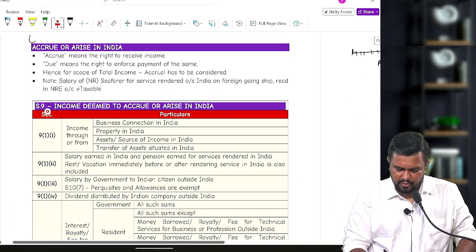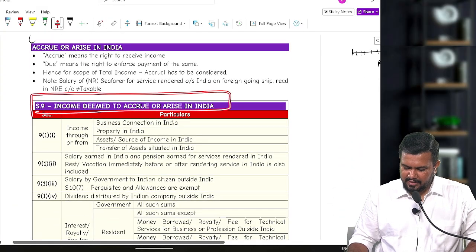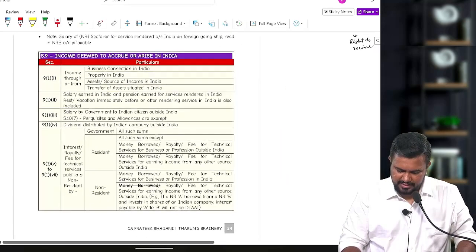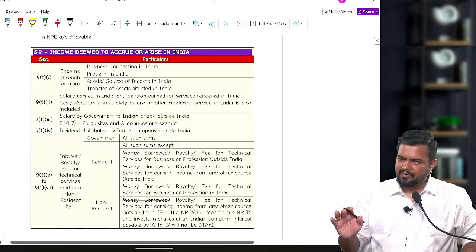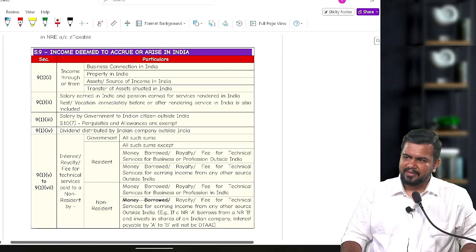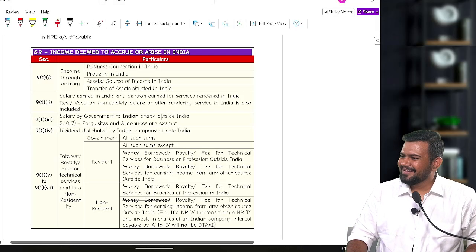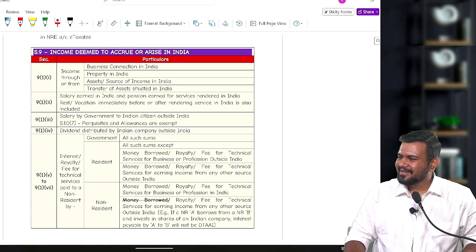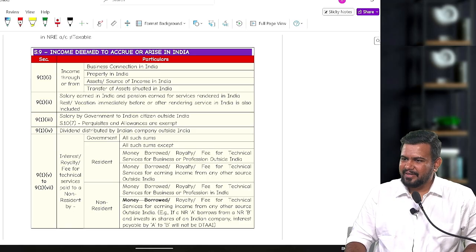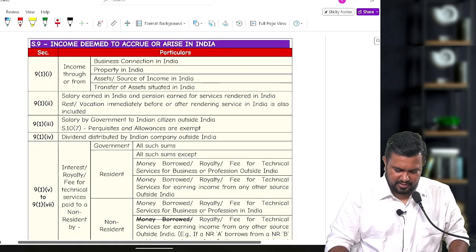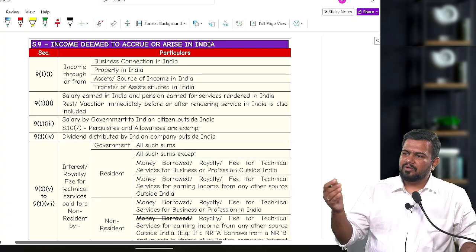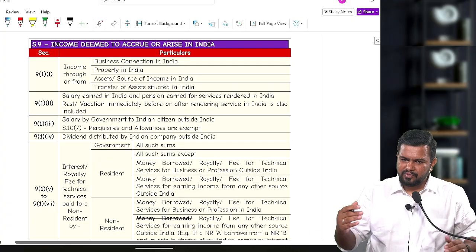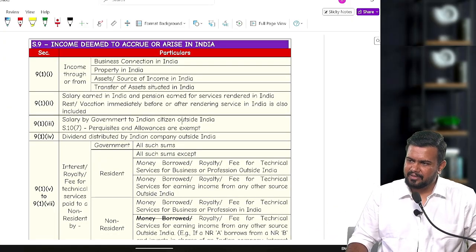Now let us come to deemed to accrue or arise in India. Shall I continue? Shall I complete it or should I take it tomorrow? Exciting, na? Complete? I'll complete. Fine. Questions maybe we can work out tomorrow. The theoretical part I'll complete now. You just review it once and tomorrow we will complete the questions also.